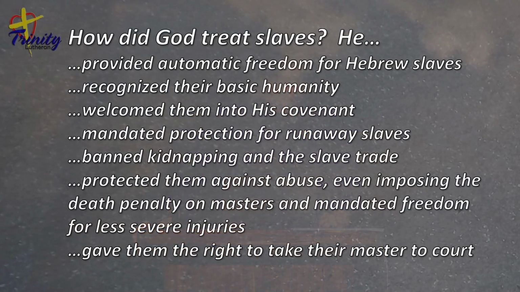So, quick summary, then we're going to move on to one last point about the New Testament. But I like to do this because sometimes when you work your way incrementally through things, you lose track of the big picture. And so I want to take a look at everything we just talked about since the beginning of the class. How did God treat slaves? Well, he provided several mechanisms for automatic freedom for Hebrew slaves. He acknowledged the basic fundamental humanity of everyone, including slaves, foreign and Hebrew. He welcomed them into his covenant. He mandated protection for runaway slaves. He banned kidnapping and the slave trade. He protected them against abuse, even imposing the death penalty on masters, and mandated freedom for less severe injuries. And he gave them the right to take their master to court.